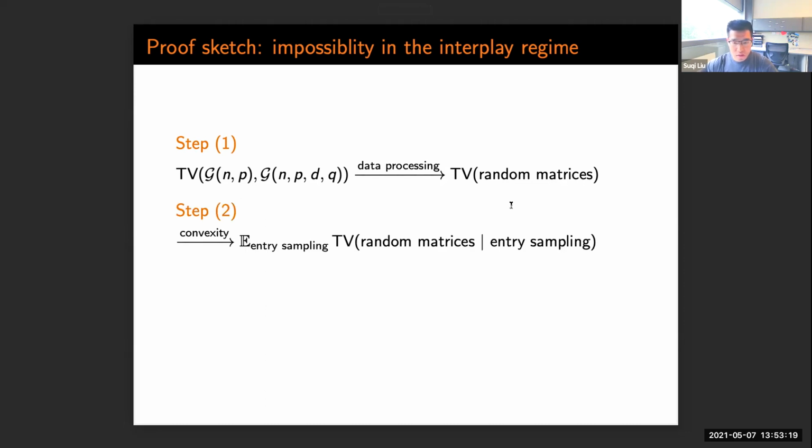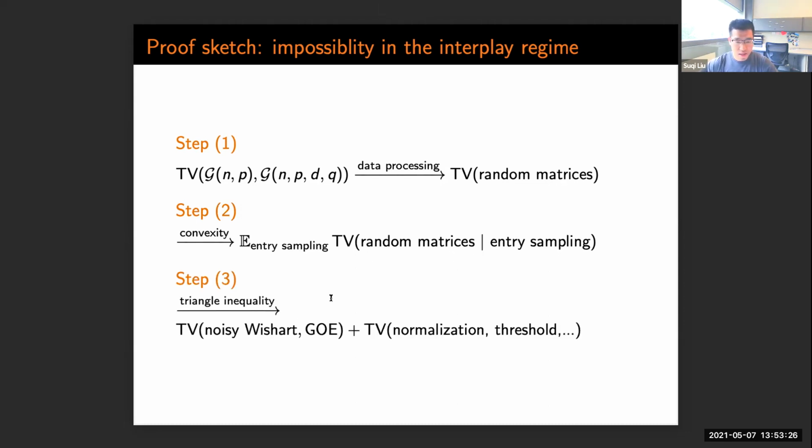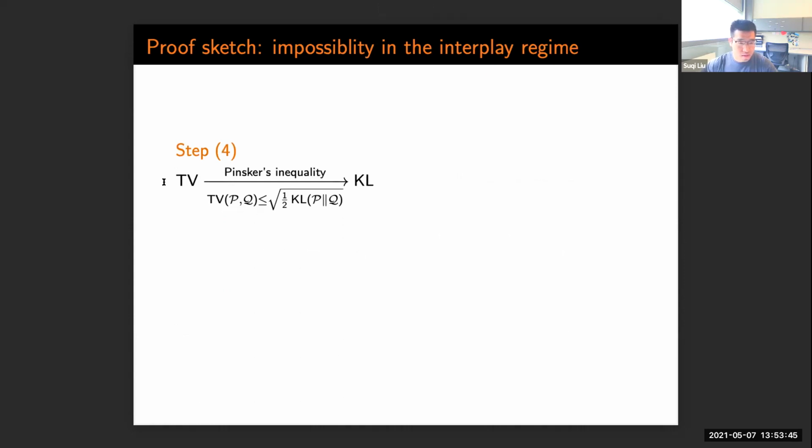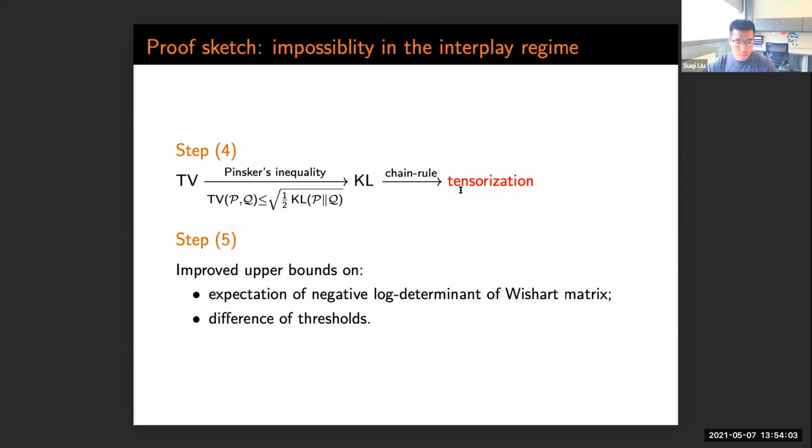So here we introduce a trick which is connected to the edge resampling argument before. So by this conditioning, we can further bound the total variation distance by the total variation distance between a noisy Wishart distribution and GOE, and also some other distances corresponding to normalization, thresholding and so on. And in the next step, we translate the total variation distance into KL divergence through Pinsker's inequality. The benefit of resorting to KL divergence is the chain rule property. And by using the chain rule, we can further tensorize the matrix into vectors. The remainder of the proof is basically several improved bounds on various quantities. So this concludes the proof for the impossibility result.